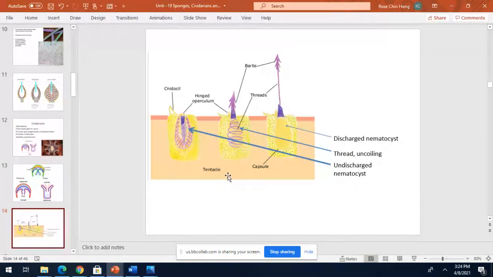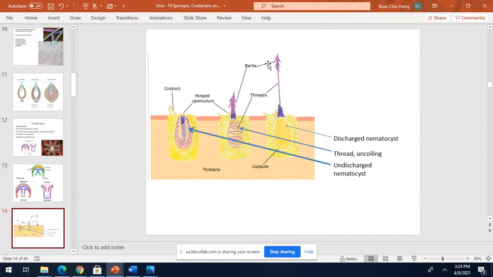And this is a schematic of the three different stages of the nematocyst. When it is not discharged, it's in its resting stage. So what happened is, meaning it's not discharged, they have this special trigger here that's called a cnidocil. Once it gets irritated, chemically or maybe mechanically, this covering, which is a hinge, called the operculum, will flip open, and then this barb will shoot out, which is connected to a thread.